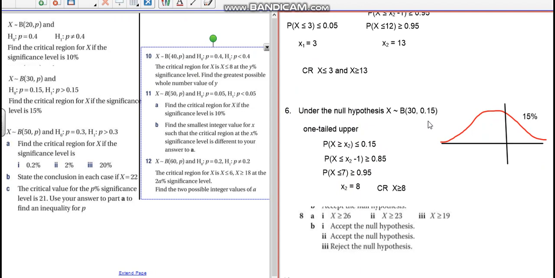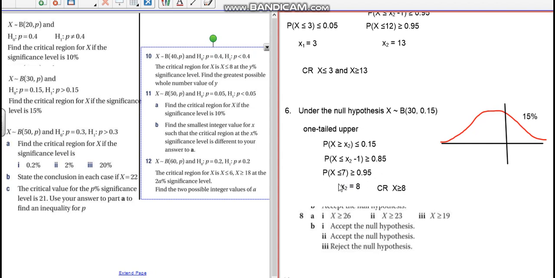Number 6. So again, under the null hypothesis, we're looking at 30 and 0.15. So that's what you need to put in your calculator. This is an upper tail test, it's one tail, and the significance level is 15%. So we're looking for a value such that being greater than it is 0.15 or less. So again, if we flip that round, the other side of that line is 0.85, and we're looking at the number before, and the probability has to be 0.85 or more.